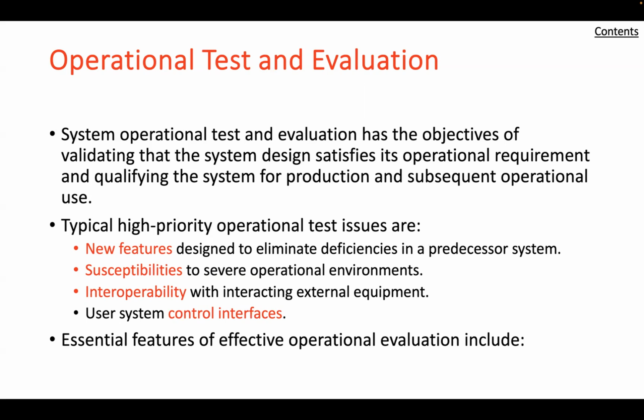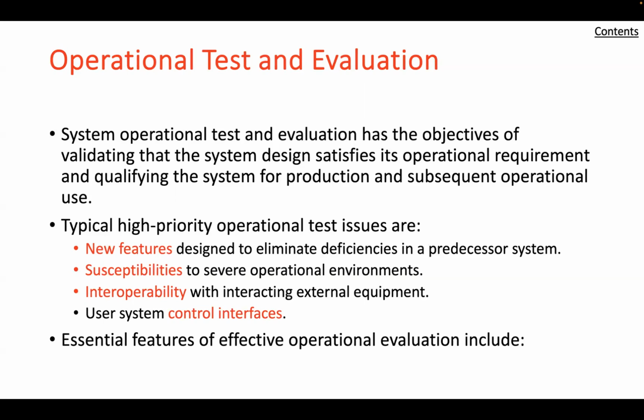And so first is the new features. Features designed to eliminate deficiencies in a predecessor system are likely to be the area of greatest change and hence greatest uncertainty. Testing their performance should be a top priority. Second, environmental susceptibility. Susceptibilities to severe operational environments are areas least likely to have been fully tested. Operational evaluation is sometimes the first opportunity to subject the system to conditions closely resembling those that it will be designed to encounter.